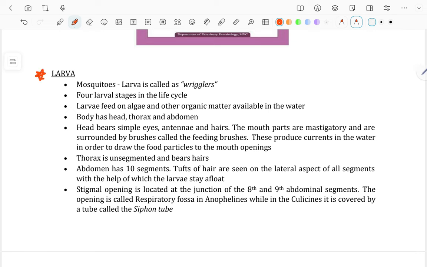The mosquito larva is called a wriggler. There are four larval stages in the life cycle. Larvae feed on algae and other organic matter available in the water. The body has a head, thorax, and abdomen. The head bears simple eyes, antennae, and hair. The mouth parts are masticatory and are surrounded by brushes called feeding brushes, which produce a current in the water to draw food particles to the mouth opening. The thorax is unsegmented and bears hair.